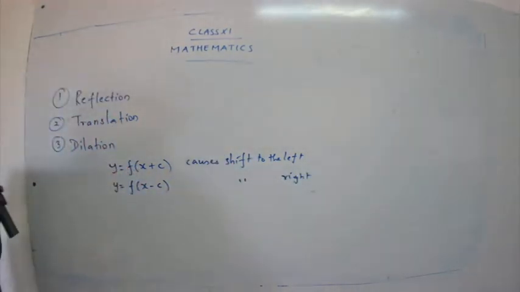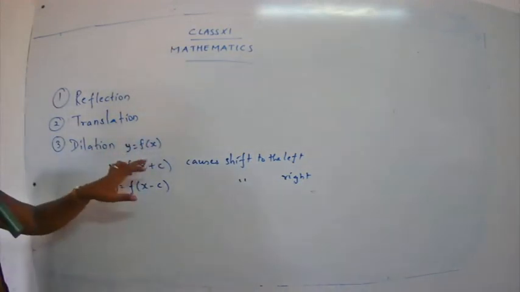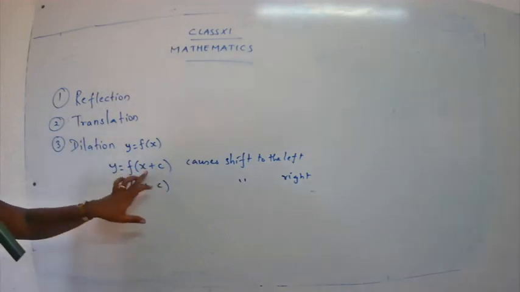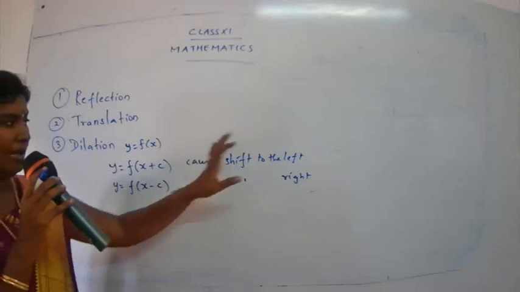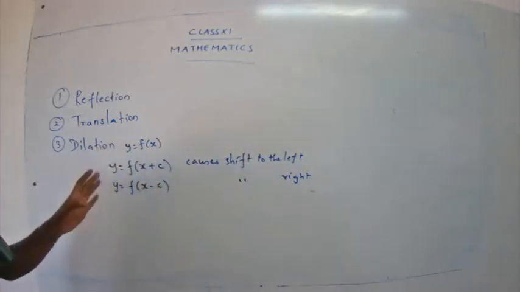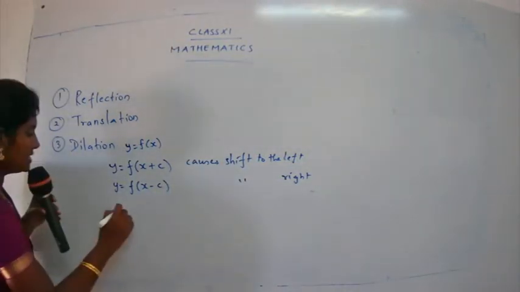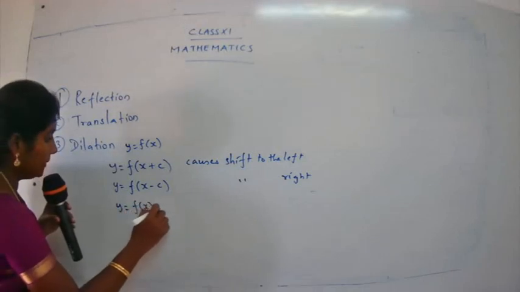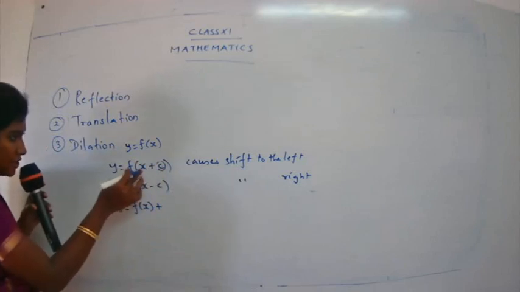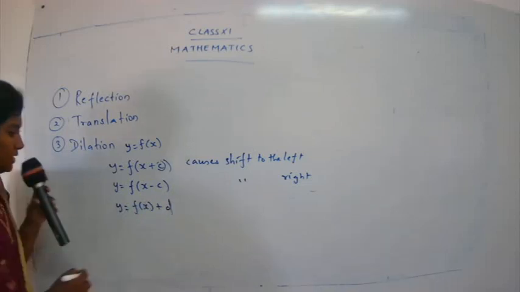The main will be y is equal to f of x, the main function. If you are adding any constant to it, it will shift to the left, and if you subtract, it will shift to the right. That is, the graph will shift to the left or to the right. And similarly, if we have y is equal to f of x plus d, see here, the constant was added with the x, with the function, but now it's totally different. The function is separated and it is added with some constant d.